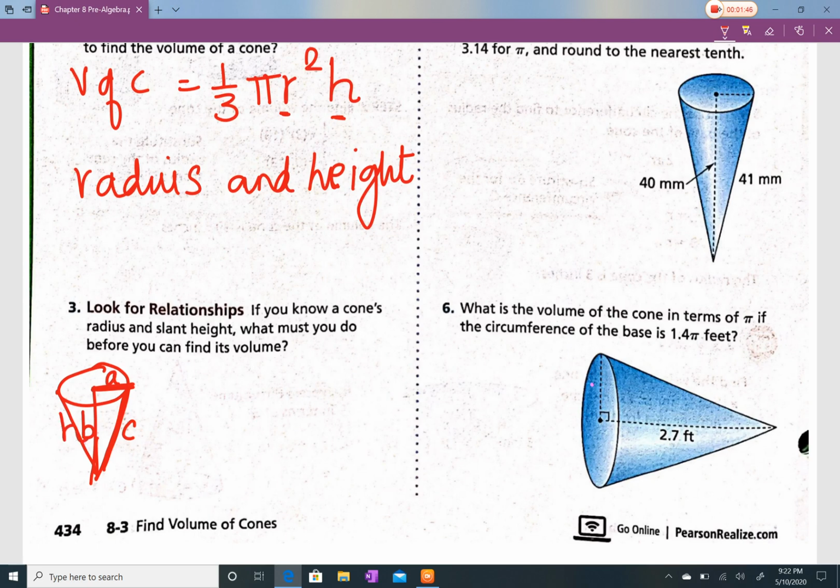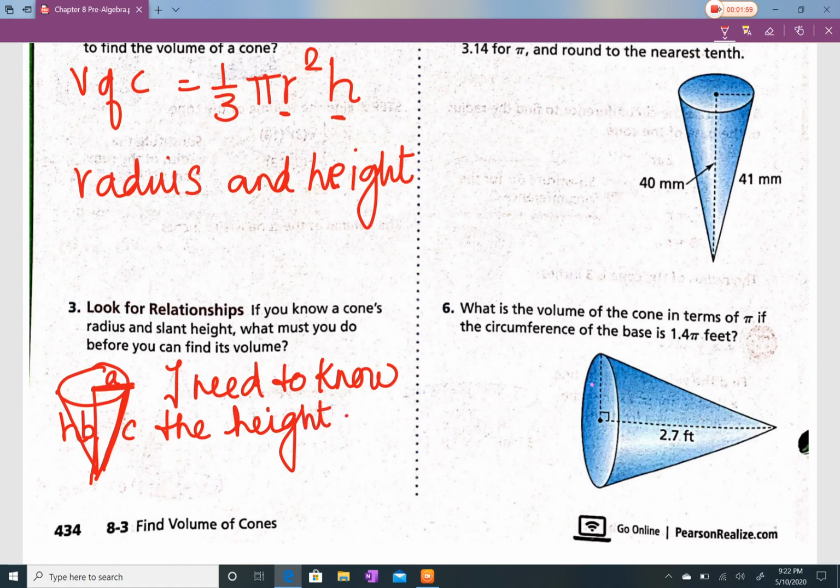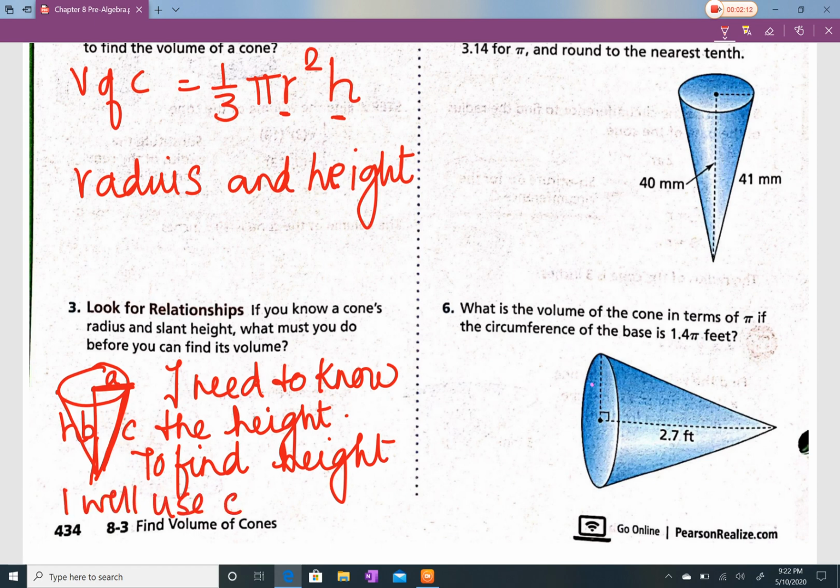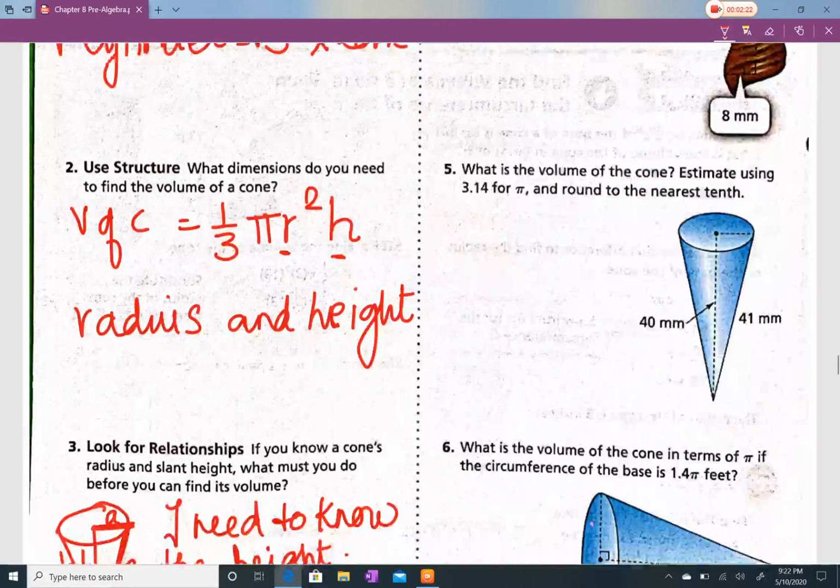I need to know the height. How will you find the height? To find the height, I will use c square minus a square is equal to b square, okay, or the Pythagorean theorem.